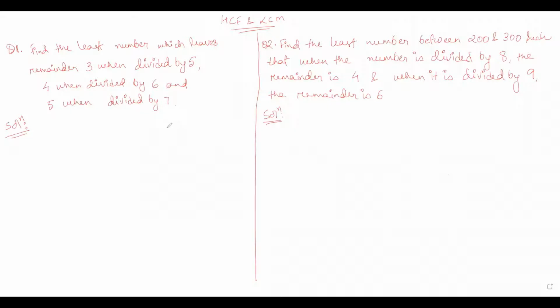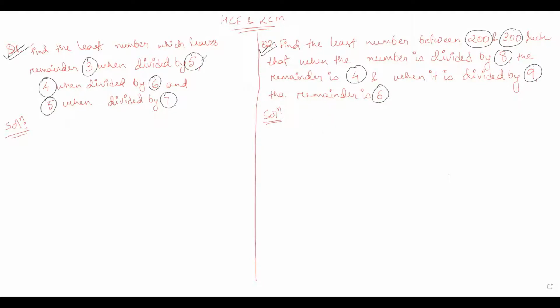Okay, so now let us try to see these two sums. The first one says, find the least number which leaves remainder 3 when divided by 5, leaves remainder 4 when divided by 6, and leaves remainder 5 when divided by 7. The second question says, find the least number between 200 and 300 such that when the number is divided by 8, the remainder is 4, and when the number is divided by 9, the remainder is 6. So you can see in both these questions, there is some similarity.